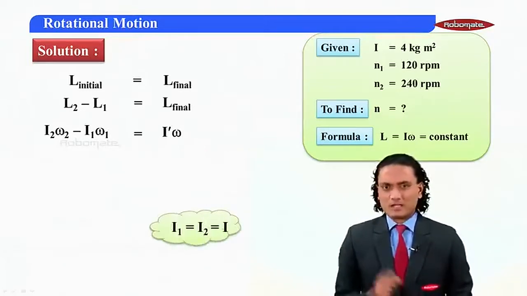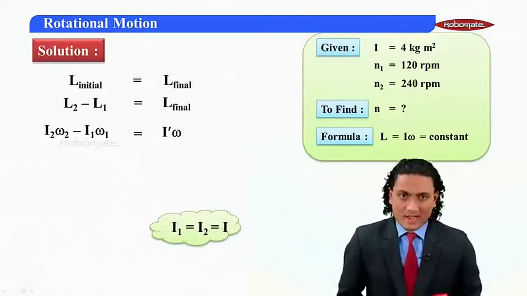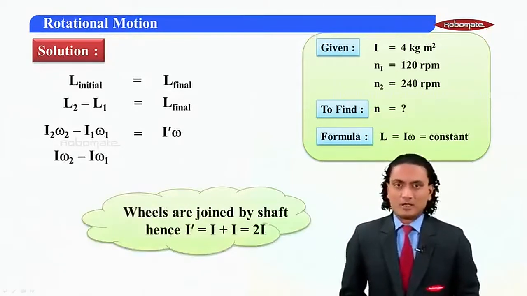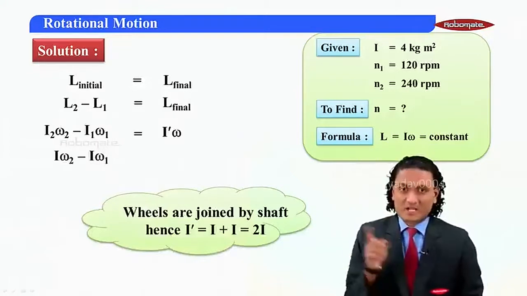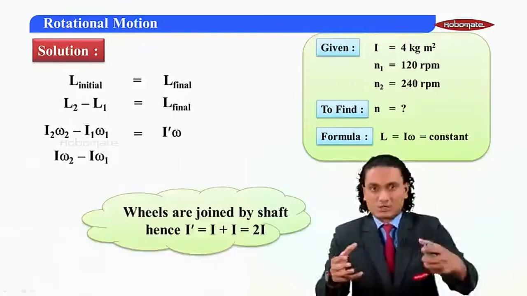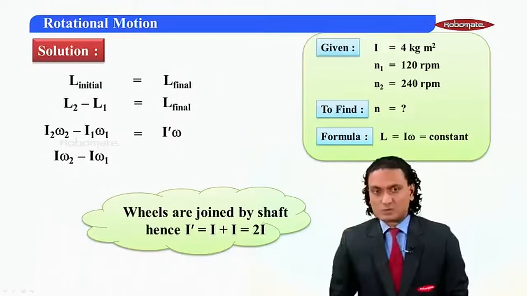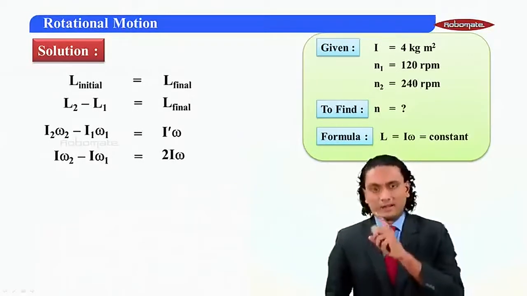We know that I1 is equal to I2 is equal to I. So then what will happen? There you will get I omega 2 minus I omega 1 equals I dash omega. Now what is I dash? I dash is I plus I, because now the wheels are joined. So the moment of inertia will become I plus I, which is 2I. So I dash will be 2I into omega.